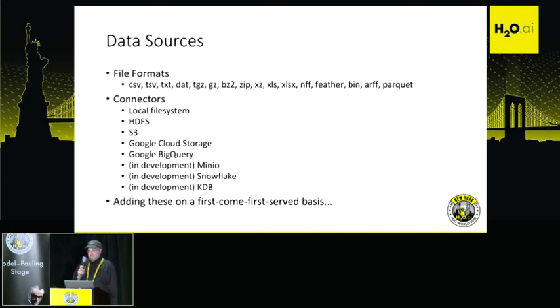In terms of data sources that are supported, we support lots of different file formats: comma-separated value, tab-separated value, text files, gzipped files, bzipped files, feather files, ARFF files, Parquet. We've got a number of different connectors in the product, and the number of connectors is continuously growing. As I've been asking folks on the team today what they are working on in terms of connectors, I heard 3 more that I didn't even know were in development. Minio, Snowflake, and KDB are going to be available soon. And today in the product, you can get, of course, local file system, HDFS support, S3 support, Google Cloud Storage and BigQuery. We're constantly adding more file formats and connectors.